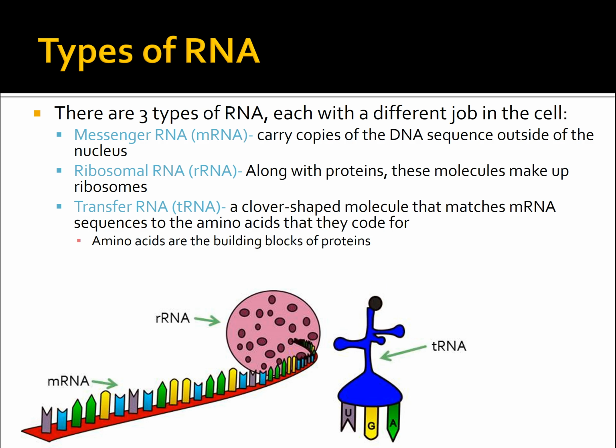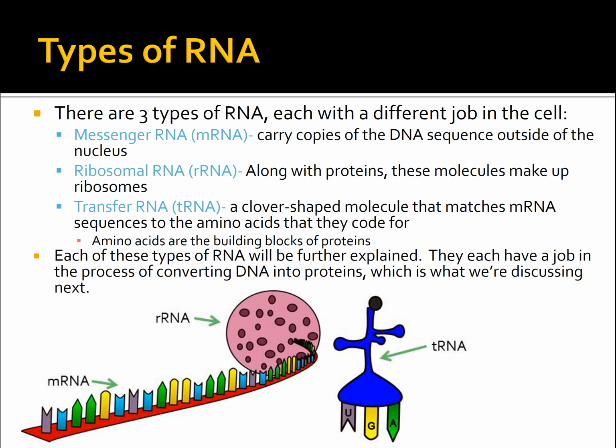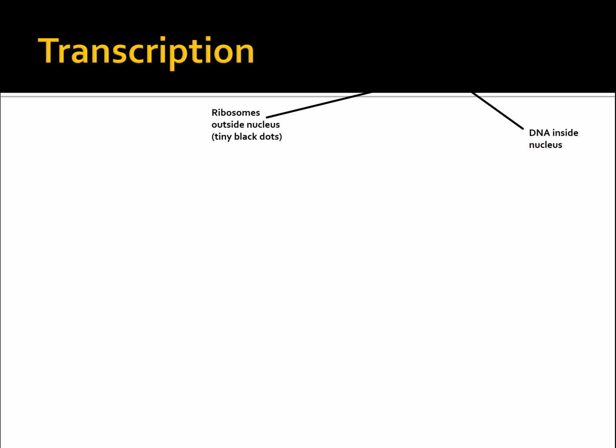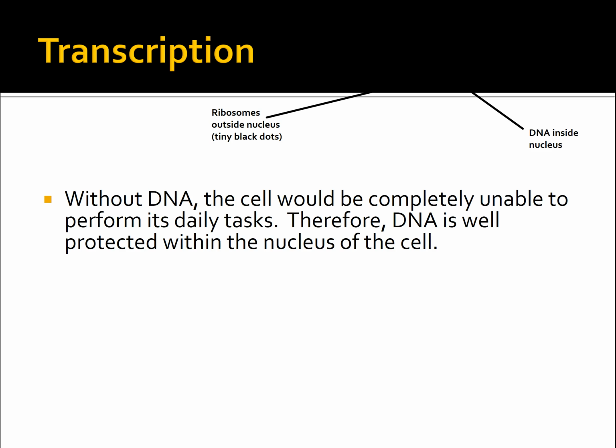We're going to talk way more in depth about all of these things. Each of these types of RNA will be further explained. They each have a job in the process of converting DNA into proteins, which is what we're discussing next. So our whole goal, remember from the first slide, is that we are turning the code from DNA into proteins for the cell to use. So the first process in this sequence is transcription.